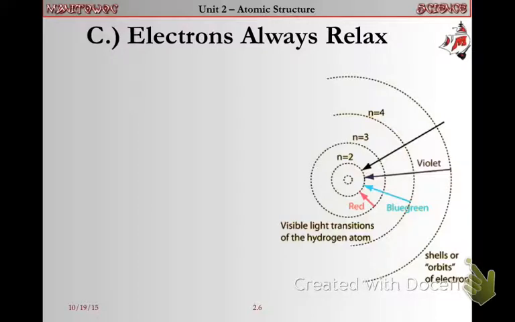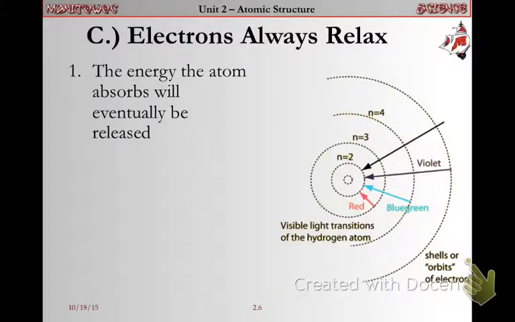Now, once electrons actually get excited, once they move away from the nucleus, they are looking to relax again. After all, the nucleus itself is positively charged, and electrons are negatively charged. And so at the end of the day, electrons are always going to want to come back to the thing that's positively charged. And this is what we mean by relaxing. So the energy the atom absorbed is eventually going to be released.